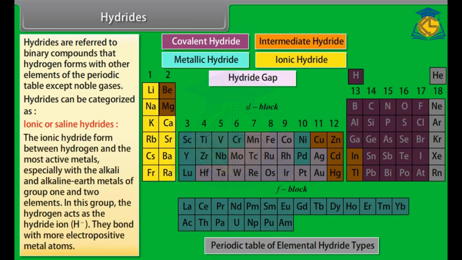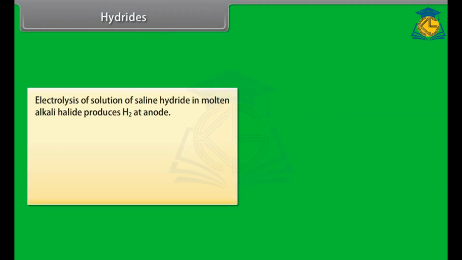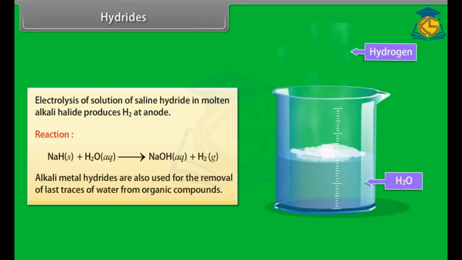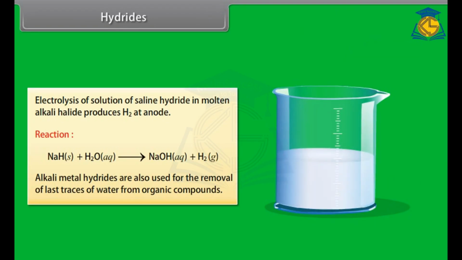The ionic hydrides form between hydrogen and the most active metals, especially the alkali and alkaline earth metals of group 1 and 2 elements. In this group, the hydrogen acts as the hydride ion. They bond with more electropositive metal atoms. Electrolysis of a solution of saline hydride in molten alkali halide produces H2 at the anode. Alkali metal hydrides are also used for the removal of the last traces of water from organic compounds.